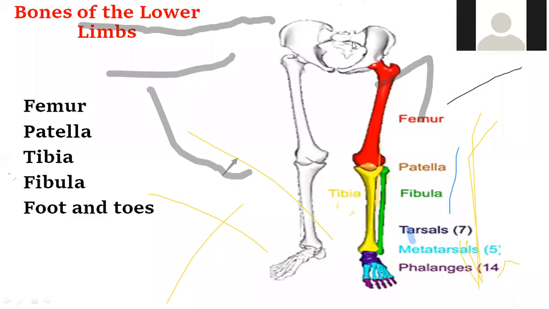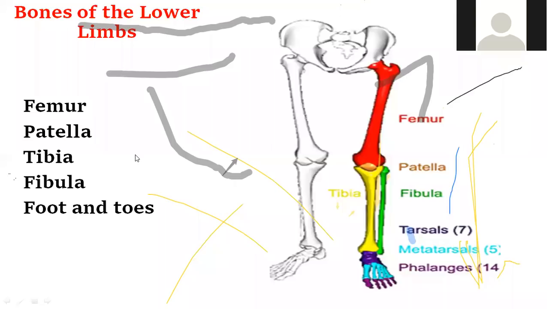And lastly, let's discuss the bones of the foot. The posterior aspect of the foot is formed by 7 tarsal bones. The talus articulates superiorly with the distal tibia, so the medial malleolus of the tibia and the lateral malleolus of the fibula form the ankle joint.